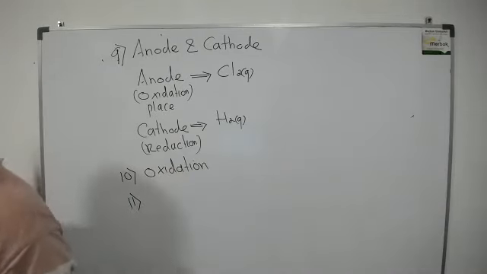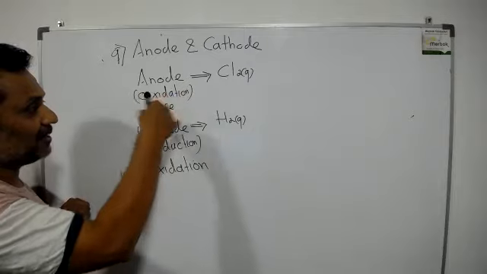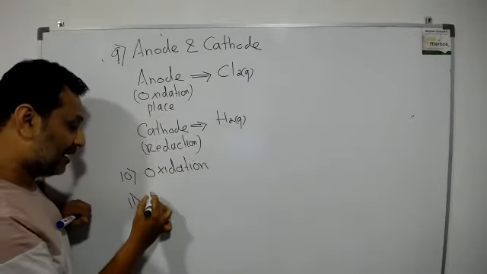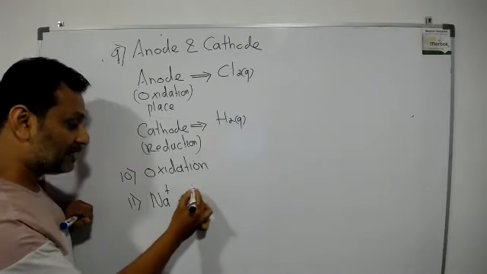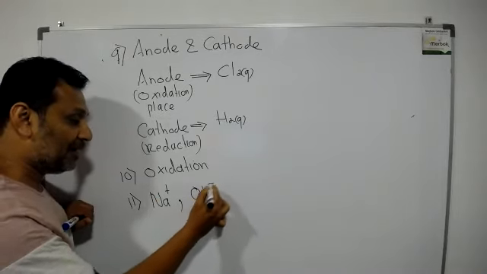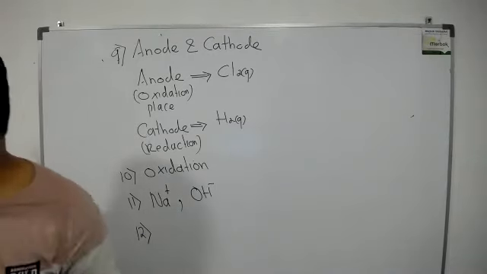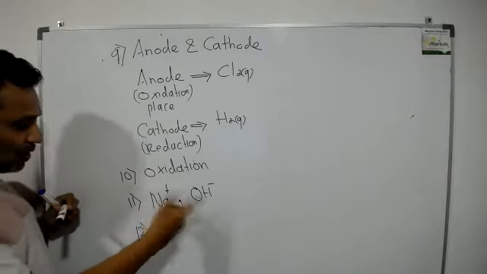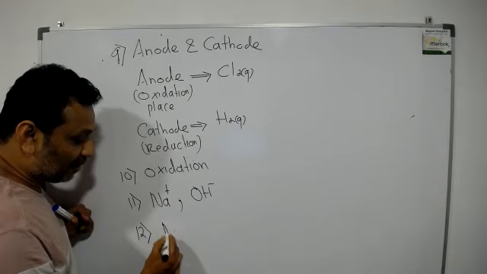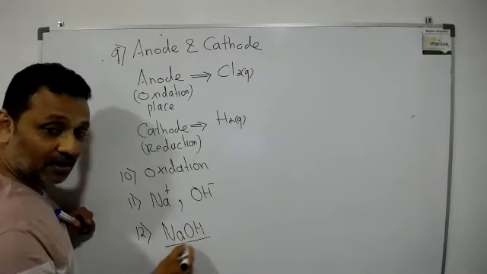Question number 11. What are the ions remaining in the solution, in the electrolyte? When H plus and Cl minus are undergoing changes, the remaining ions are Na plus and OH minus. When these two combine together, what is the compound made? Sodium hydroxide is the compound made.